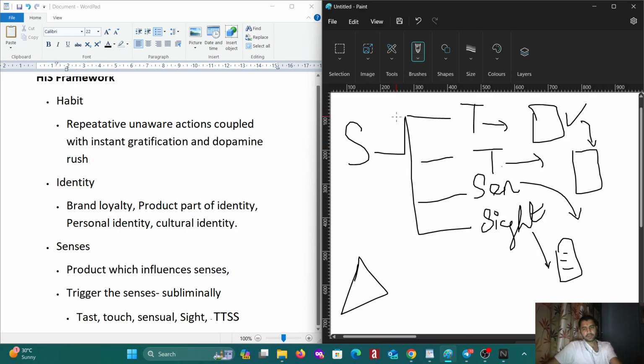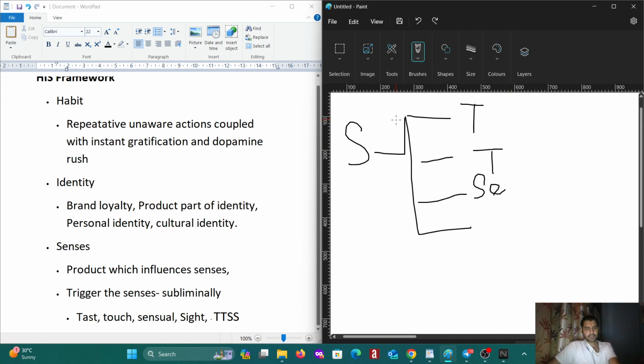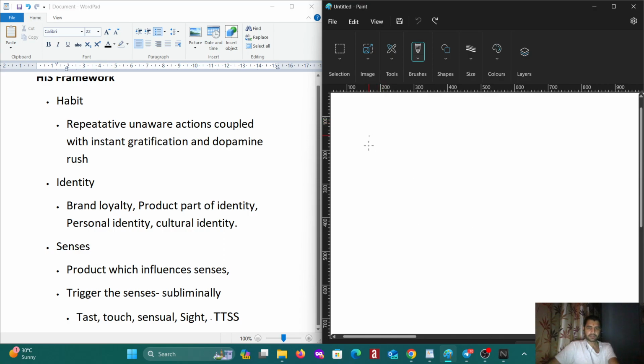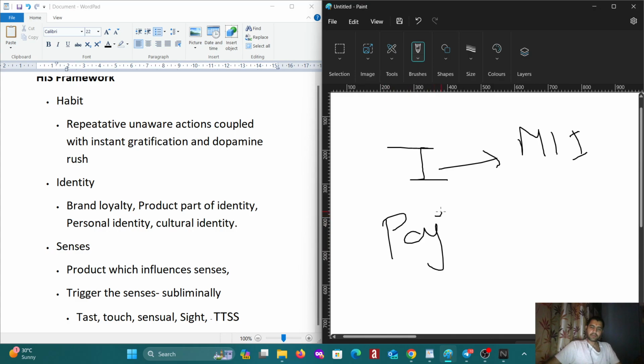Now, if you just go back, another example of identity is, let's say, Make in India. Make in India is an example of identity. Patanjali is great not because of its great product, but because of the identity which it holds.